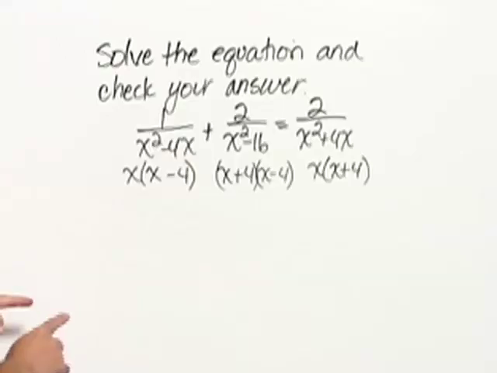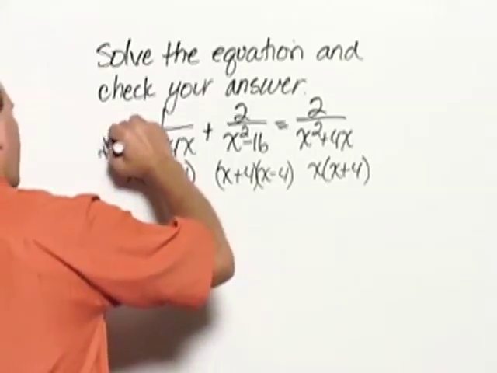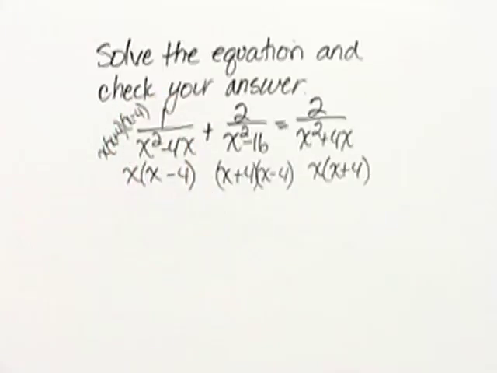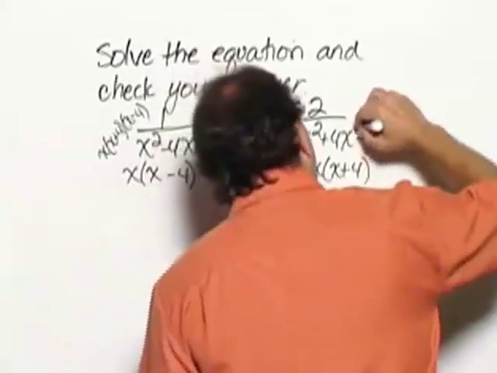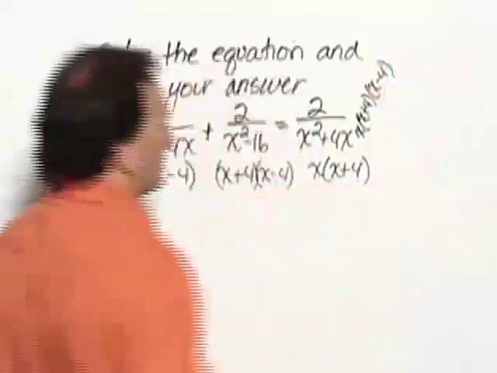So that means we need to multiply both sides by x times x plus 4 times x minus 4. And on the right-hand side, we have to do the same, multiply by x times x plus 4 times x minus 4.